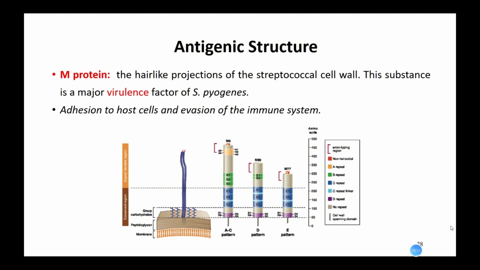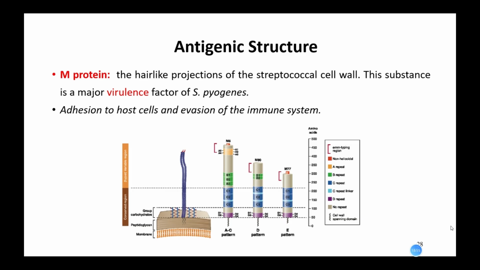And the most important antigen produced by this bacteria is called the M protein. M protein is a hair-like projection, hair-like protein. It's a protein molecule, okay? Hair-like protein molecule from the cell wall to the extracellular space. And this substance is a major virulence factor of aspergillus. And I didn't show you the picture. It's an electron microscope picture of a whole aspergillus cell. And you can see the cell is hairy, a lot of M protein on the surface.